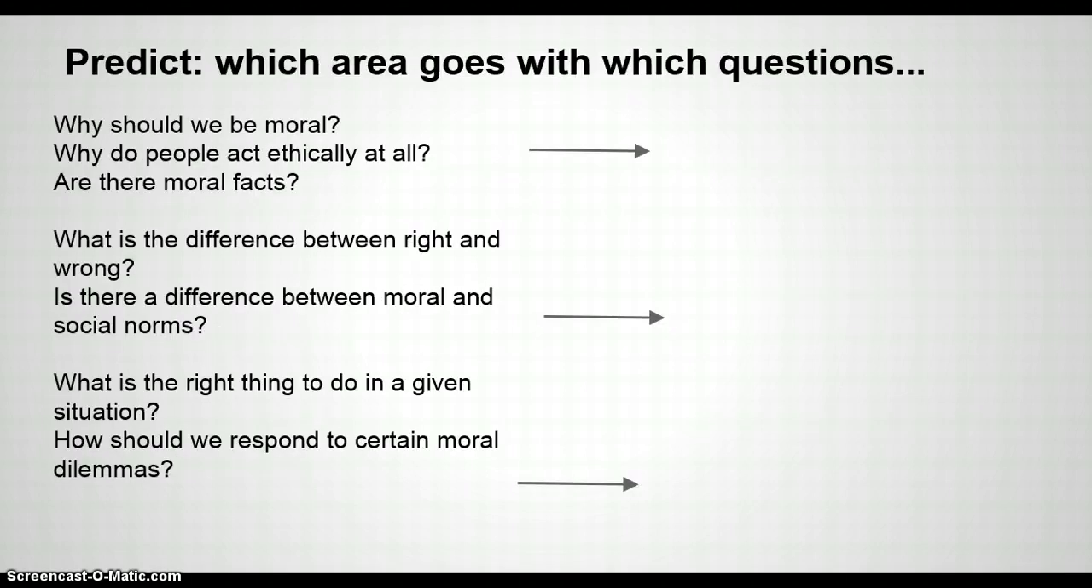All right, so now it's time to predict which area goes with which questions. Which of the three areas just mentioned goes with the questions, why should we be moral? Why do people act ethically at all? And are there moral facts? Which goes with, what is the difference between right and wrong? Is there a difference between moral and social norms? And which goes with, what is the right thing to do in a given situation? And how should we respond to certain moral dilemmas? Take a guess. Remember, pause it if you want a chance to think about things.